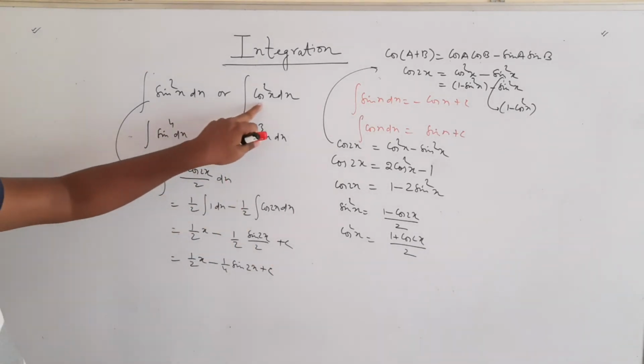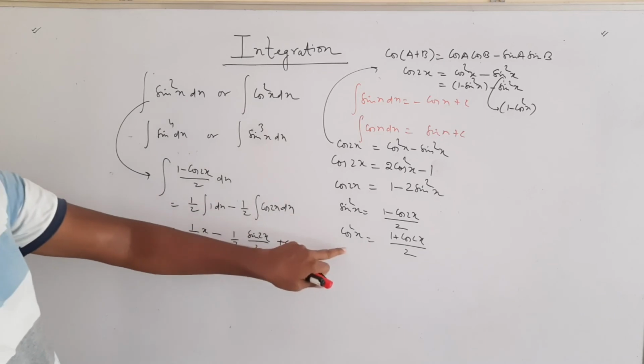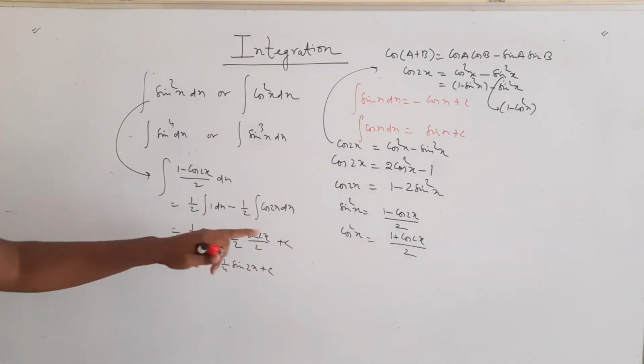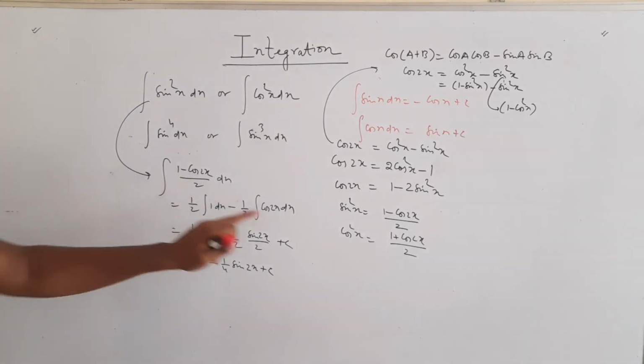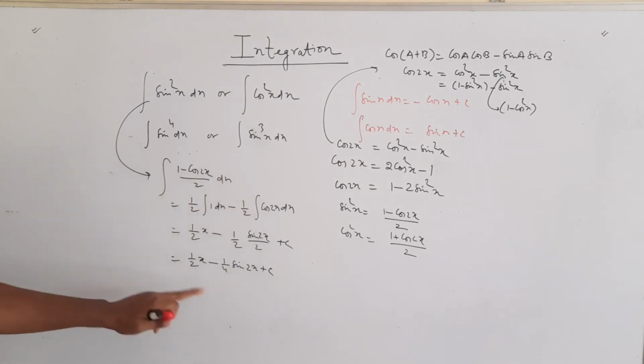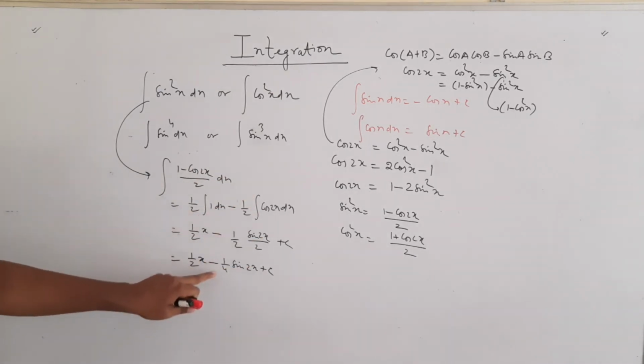In the same way, when you have to find the integration of cos square x, you can use this relation. Because it's 1 plus cos 2x over 2, the whole thing remains the same, only the negative term will become positive.